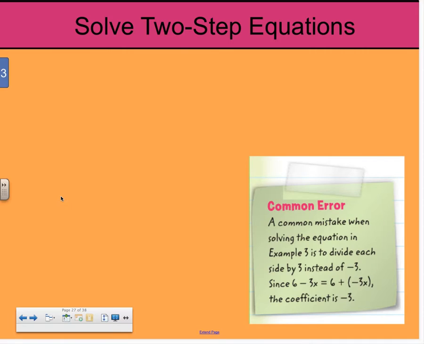This one, now we're getting into an area where there's a lot of common mistakes. And you can even see the notation in the margin of your book. It talks about a common error that's made. And usually the error is made when dealing with negative numbers. So we're going to try and give you a strategy to help deal with that.